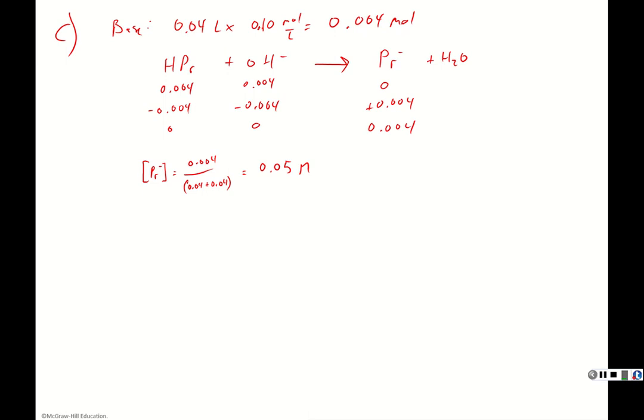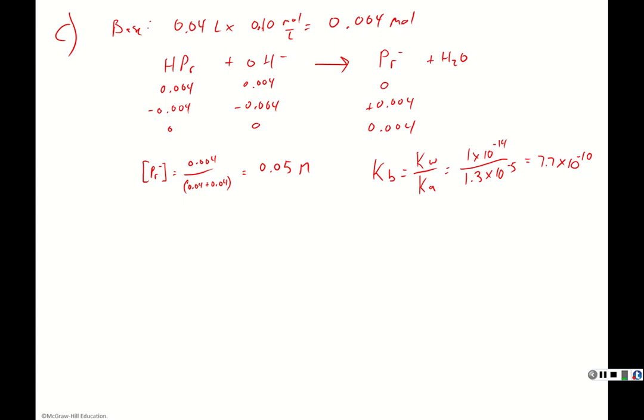The other thing we need is a Kb value, because this is the conjugate base of the weak acid. And remember, the Kb of a conjugate base is just Kw divided by Ka. Kw is 1 times 10 to the minus 14. Ka we were given as 1.3 times 10 to the minus 5. So this would be 7.7 times 10 to the minus 10.